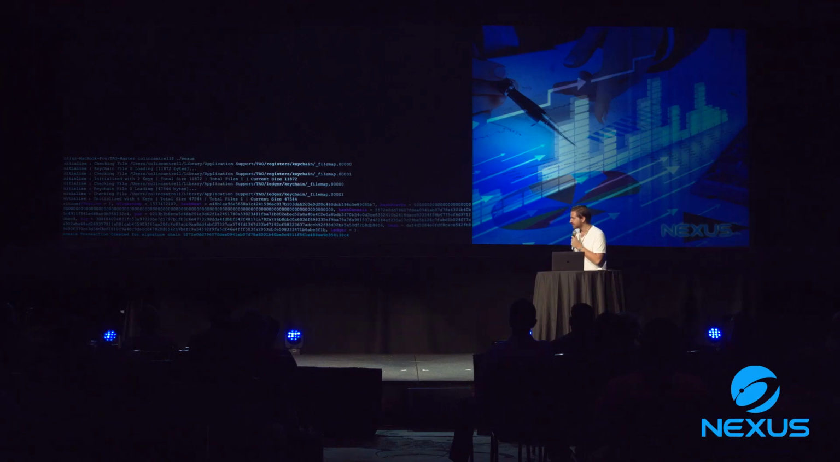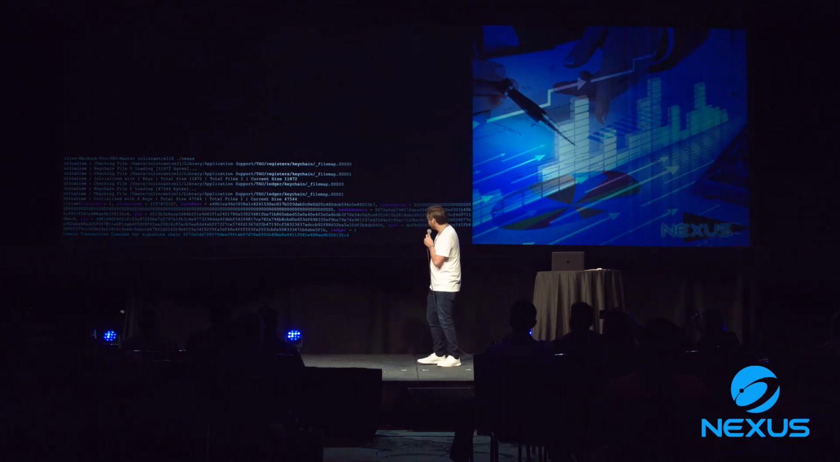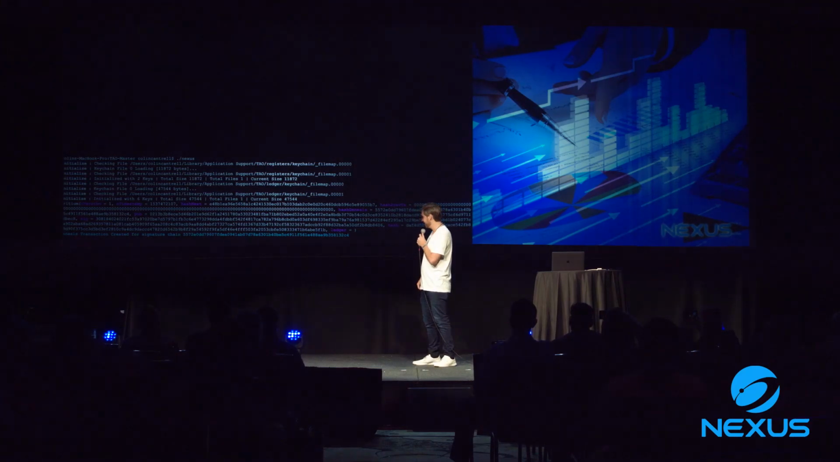Here we go. So as you can see here, this is our first signature chain. So this may look like a bunch of random letters and numbers, but trust me, it's something that's actually pretty amazing, at least for me. I love how it kind of came together.